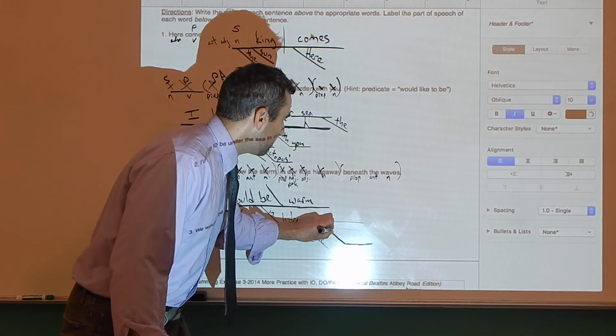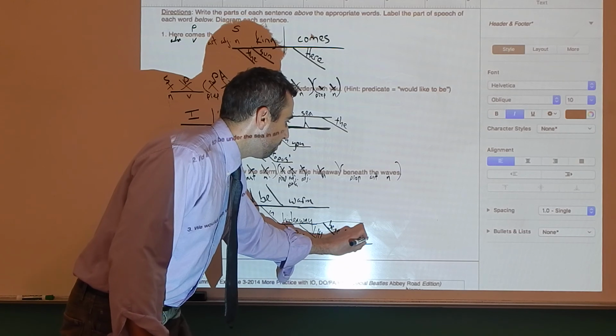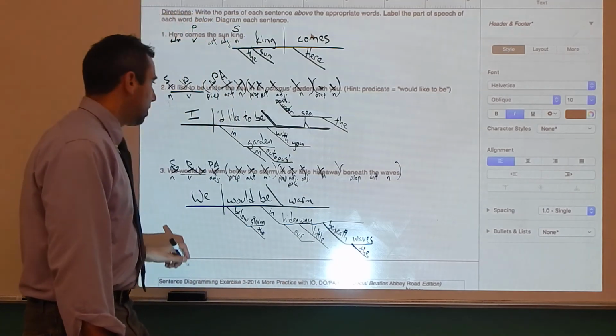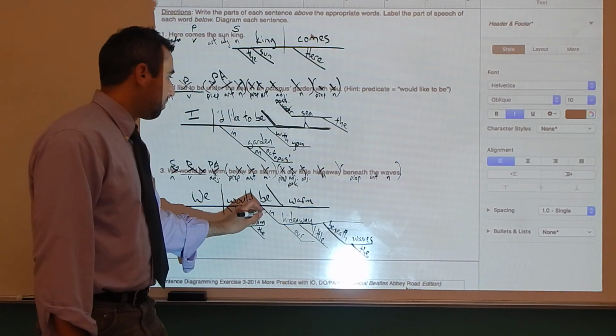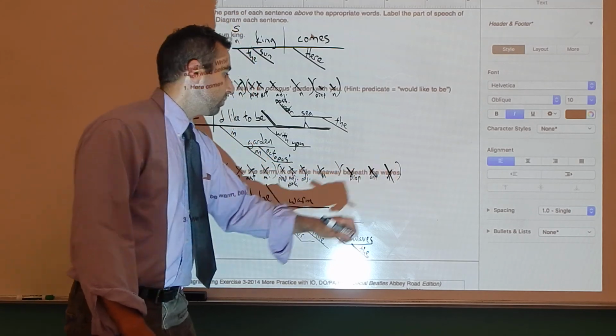And beneath is a preposition. The dolphin swam beneath the bowl of soup. All right, we would be warm below the storm in our little hideaway beneath the waves. Beneath the waves. We are done.